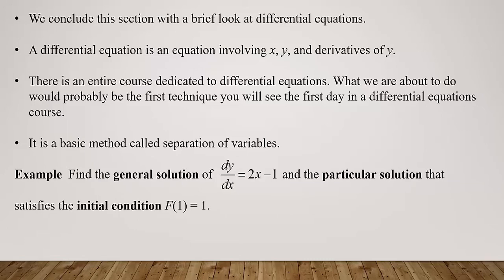And I'm going to introduce some vocabulary here in this example. So in this example, we're going to find the general solution of the differential equation dy/dx equals 2x minus 1, and the particular solution that satisfies the initial condition that f of 1 equals 1. So the general solution is going to produce the family of functions, and the particular solution is we're going to identify out of that family of functions that one particular function that passes through the point (1, 1). So please write all this down because I'm heading off to the chalkboard to do it.